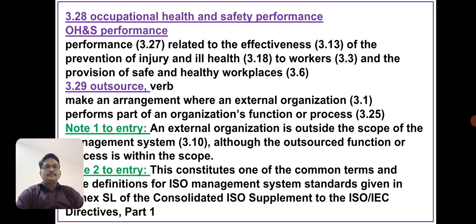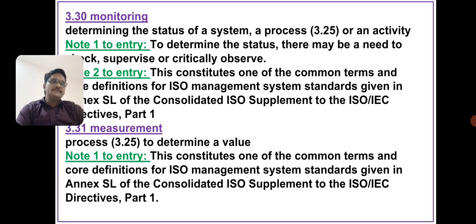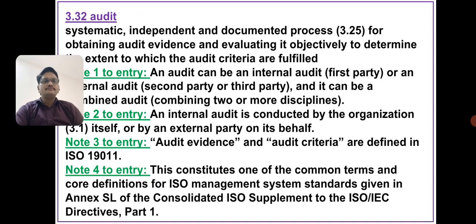Next is outsource, to make an arrangement where an external organization performs part of the organization's function or process. A part of the organization's function or process performed by an external organization is outsourced. Monitoring is determining the status of a system, a process or an activity. Measurement is a process to determine a value.